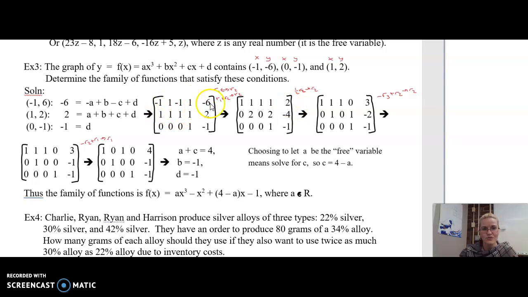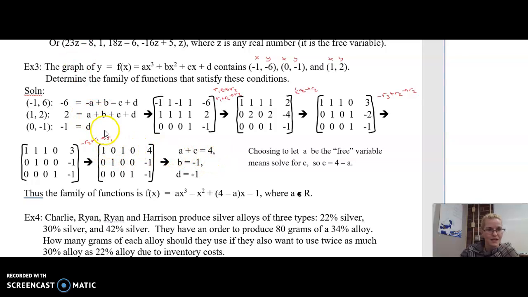Then I added these 2 rows. And then from here to here, I divided this row by 2, right? And then from here to here, or no, sorry, from here to here, I zeroed this guy out first by multiplying this by -1 and adding up. And then zeroing this guy out gave me the equations again.